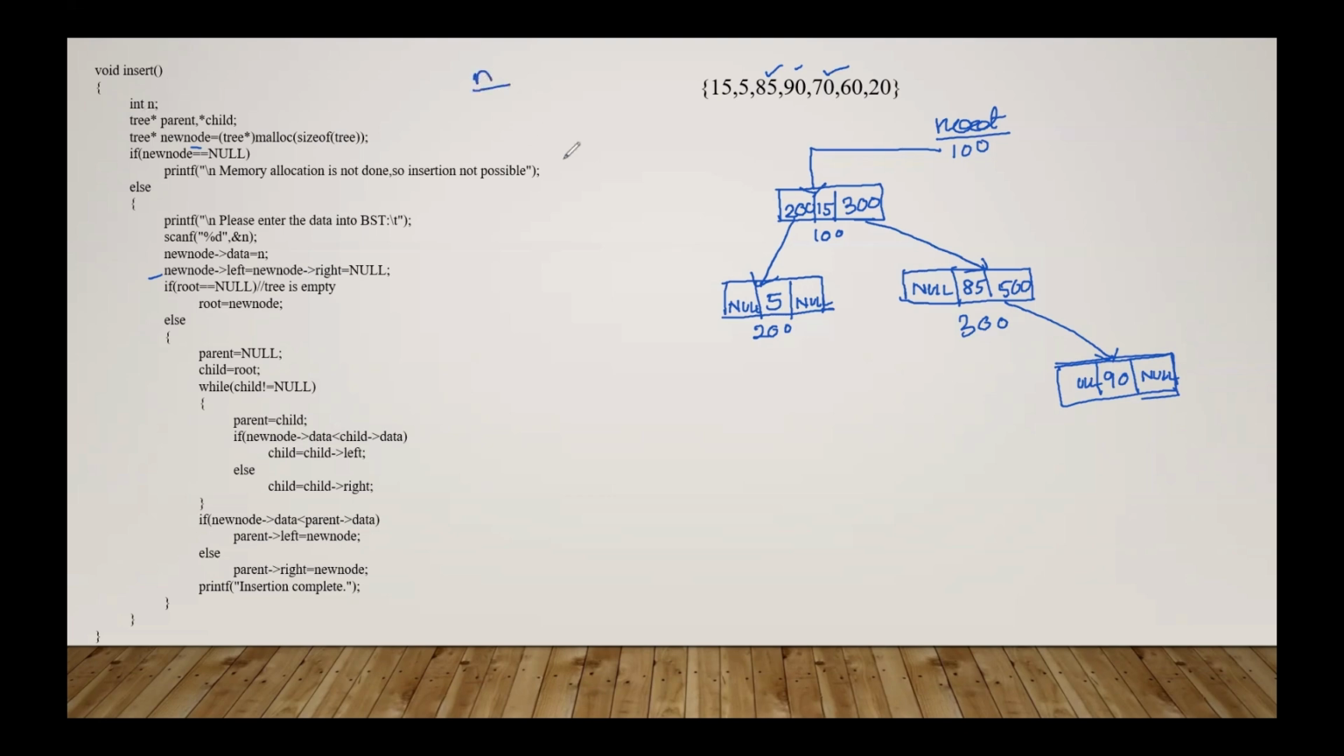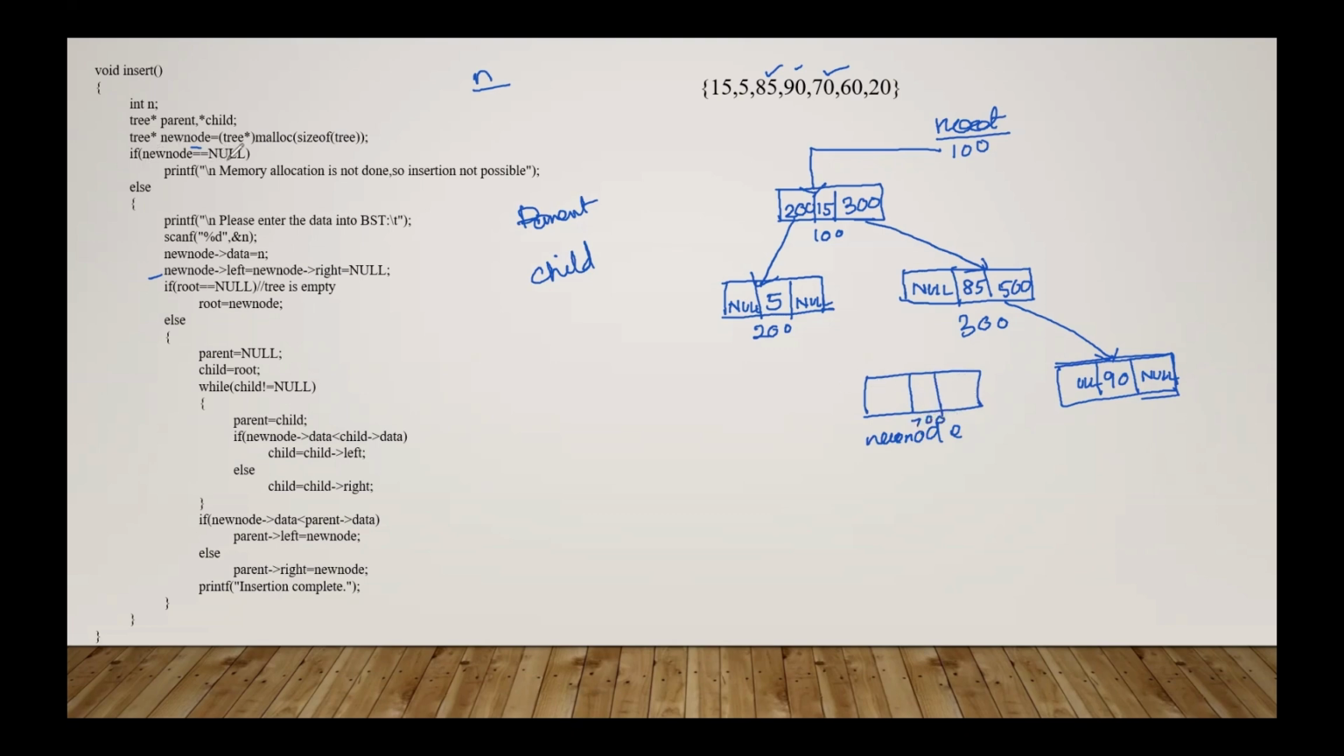So what happened? Declare n as a parameter variable, then parent, then child as pointers. So if new node equal to, before that we have to allocate the memory, that is the memory for 70, to store the data 70. That is our new node. For example, its address is 700.